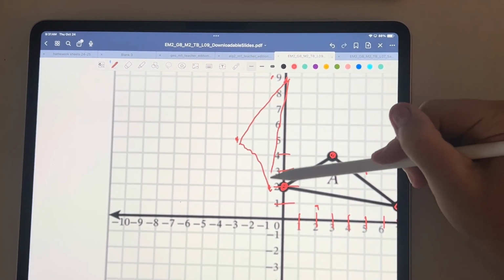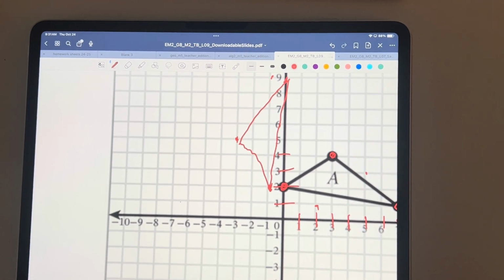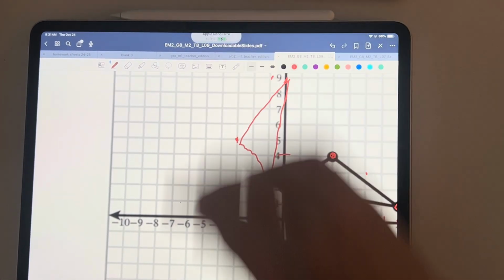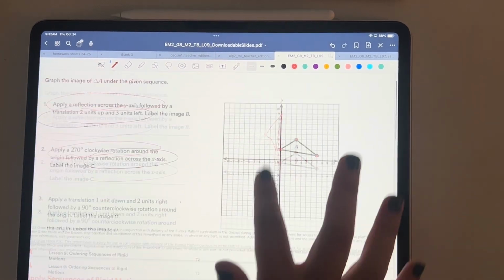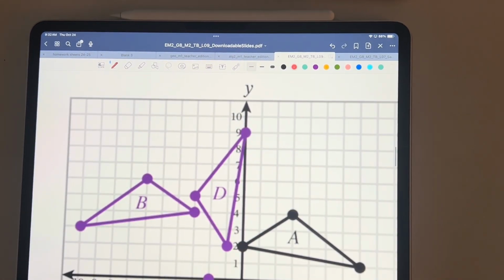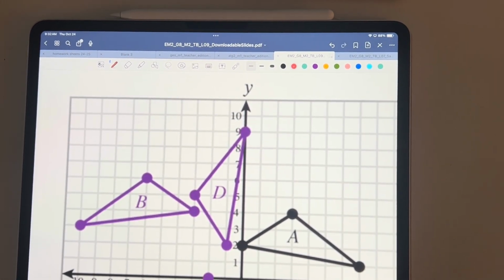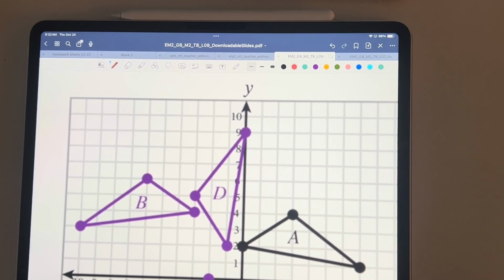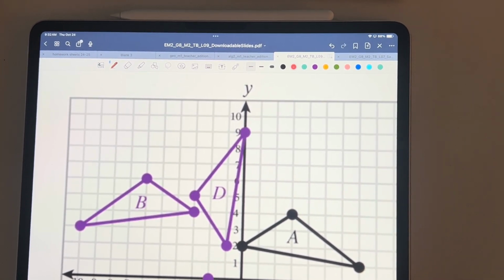Okay, this is a little messy, but is this the triangle that we got? Let's look at a cleaner version. Okay, you should have D. Did you switch your X and Y's when you did your rotation? Where did B come from? Oh, that was the previous one. That was the first one.